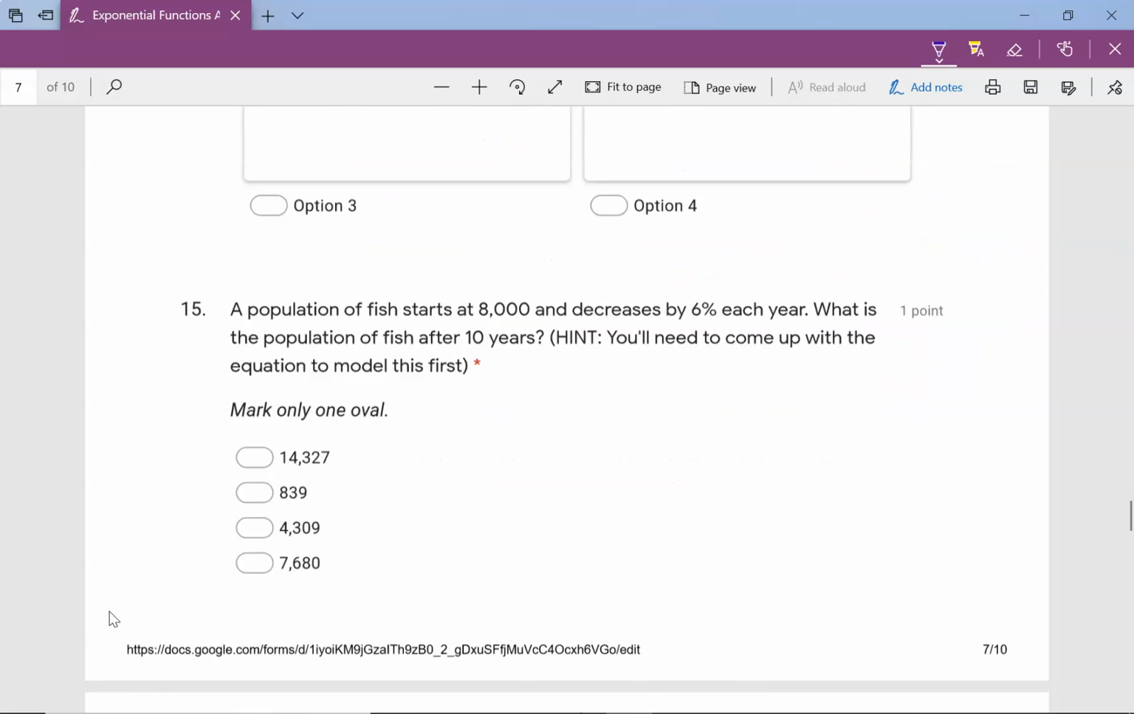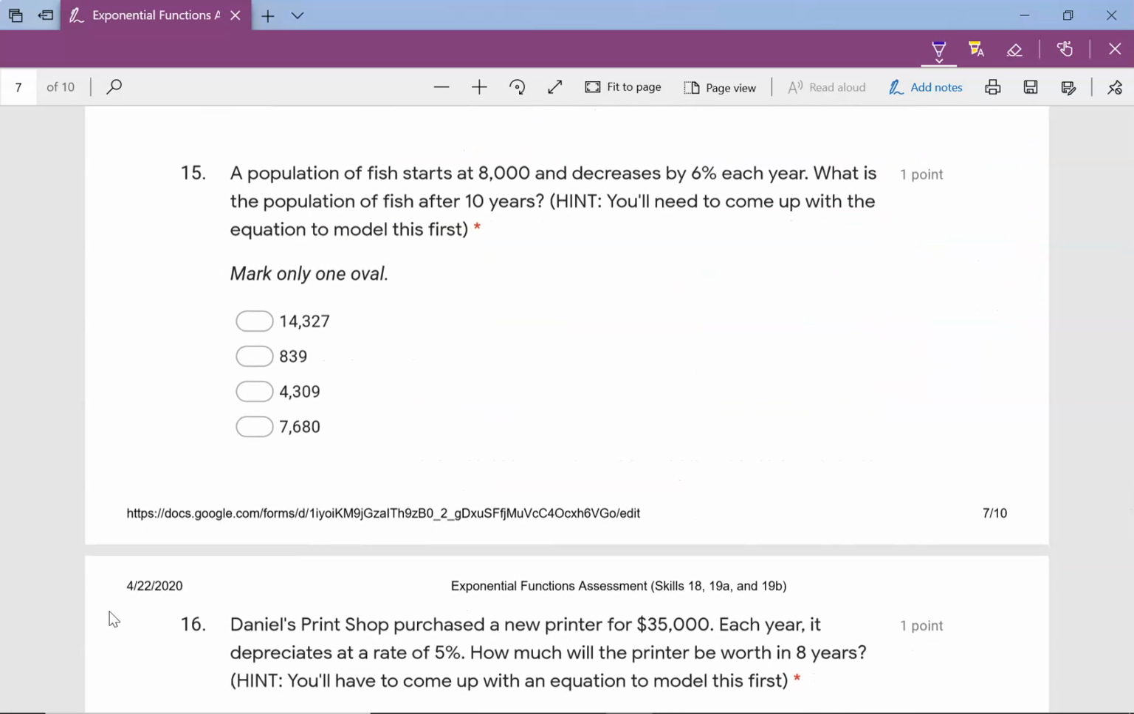Okay. Next one, a population of fish starts at 8,000 and decreases by 6%. So we're thinking 1 minus r here, where r is 0.06. Just be careful with those single number percentages. Move your decimal 2 places over. It says, what is the population of fish after 10 years?